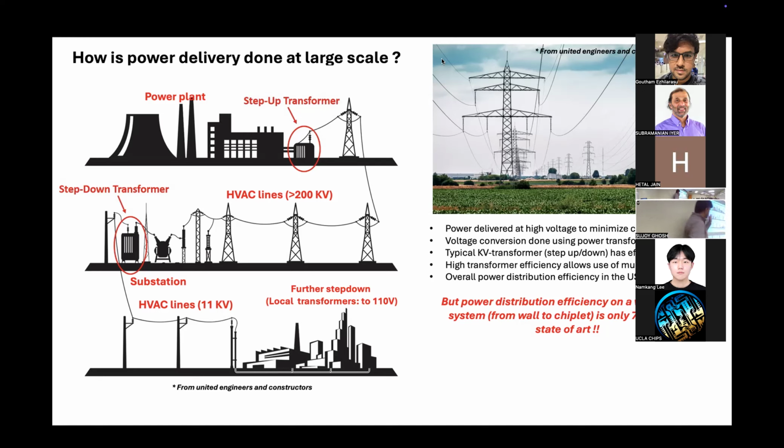These kinds of distribution systems are actually very, very efficient. Typical kilovolt power transformers, step up and step down, are actually close to 99% efficient. Overall, if you look at the power distribution efficiency in the US, it's close to 90 to 95% efficient, the distribution network itself. When you say 95, you mean from the power plant to the point of load? Yeah, basically from where you generate the power all the way to the load.